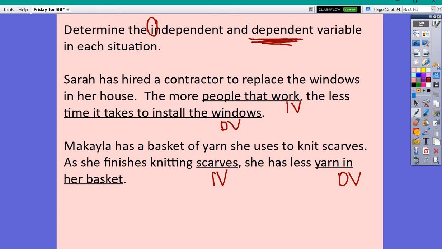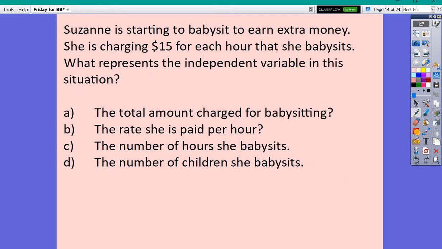You can also think about it as, in most of these problems anyways, which thing happened first. So in the first problem, the people that come to work, that happens before you fix the windows. In the second one, the number of scarves that she makes, that happens before the amount of yarn changes. So that's the thing that happens first that you have control over. I hope that makes a little bit of sense. Let's look at our last example.